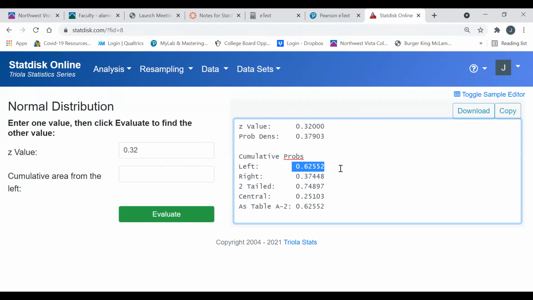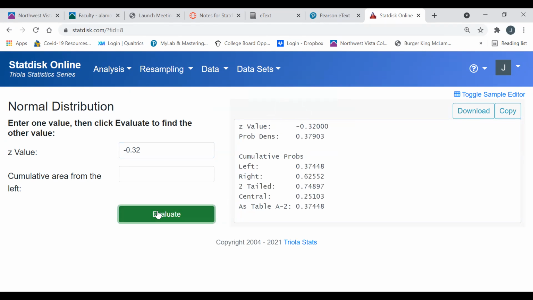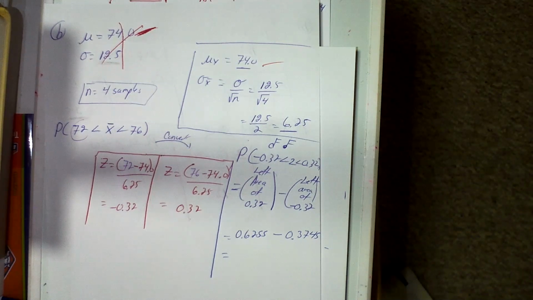Left. 0.6255 minus, now I got to do the negative. 0.3445. Ooh, that second 4 becomes a 5, because the 8 is bigger than 5. So that's 0.3745. And the winner is subtract: 0.6255 minus 0.3745, 0.2510.